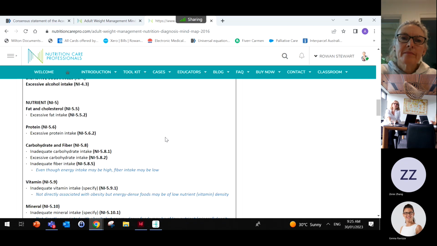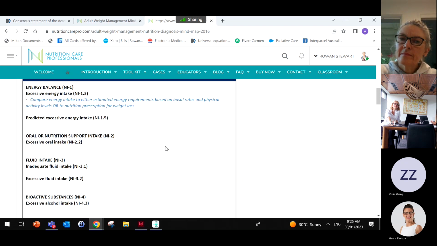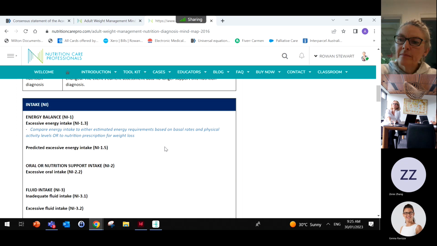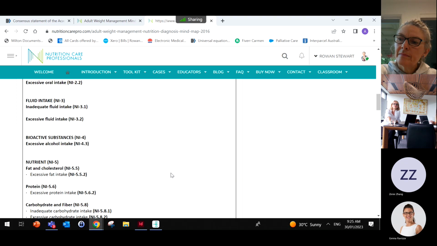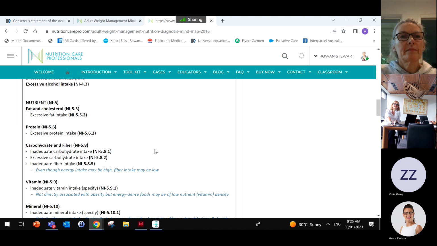So the first of these terms and codes for diagnosis is intake, where in the case of adult weight management, we would be looking at their energy balance, their fluid intake, possibly their bioactive substance intake. Are they having excessive alcohol? That can lead to the problem. Their nutrient intake, we would be interested in their fat and cholesterol intake. We've put cholesterol in there because there is a very, very small percentage of individuals who are cholesterol sensitive. By and large, people are not cholesterol sensitive, and they can eat reasonable amounts of cholesterol and it won't have an impact on their risk of coronary heart disease.